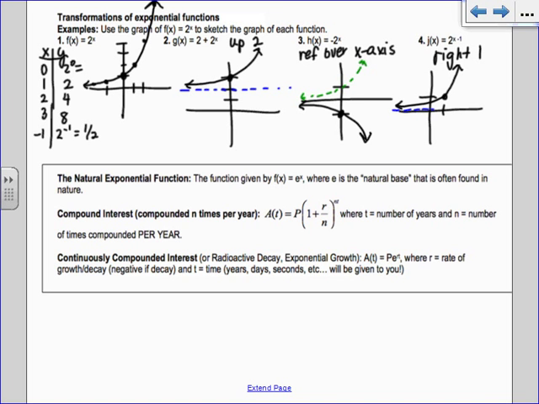Okay, so see how you can quickly sketch those without using two tables. As long as you know that first one, you're good to go. All right, so let's kind of discuss why you can't have negative 2 to the x.